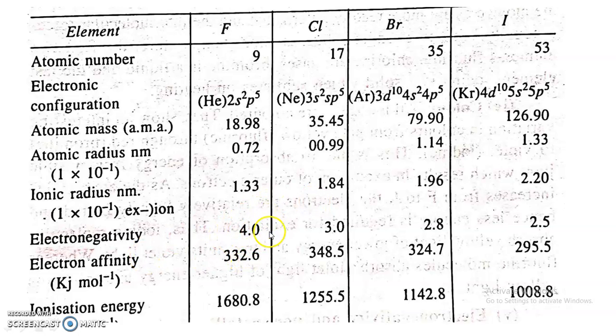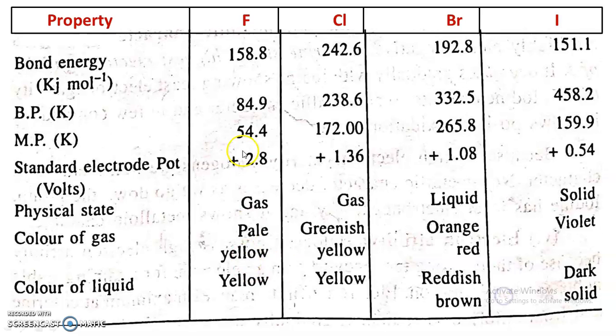Electronegativity: fluorine has the highest electronegativity of 4, and iodine has an electronegativity of 2.5. Electron affinity, you can see here, chlorine has the highest electron affinity, and from chlorine to iodine electron affinity decreases. Then ionization enthalpy is highest for fluorine, and from fluorine to iodine ionization energy decreases.